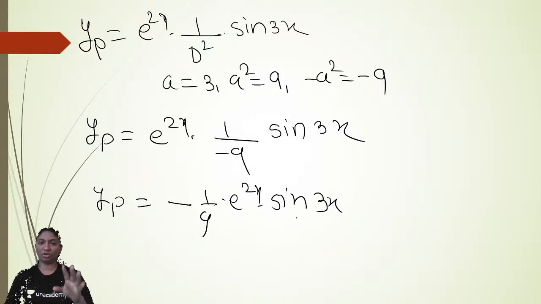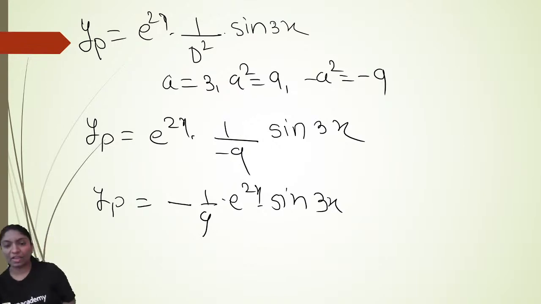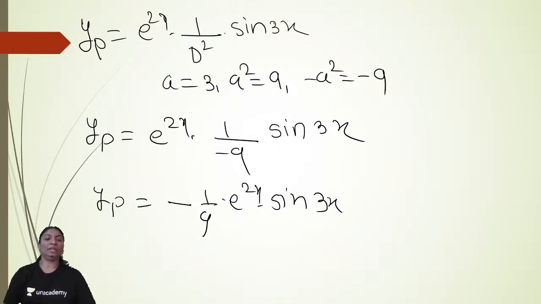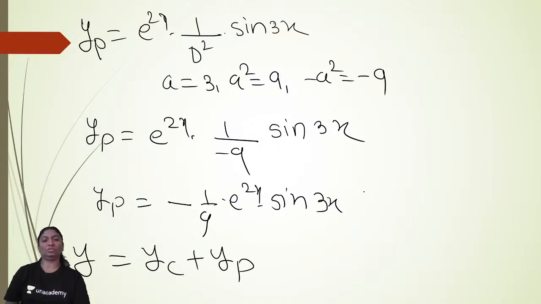Now just think, if you go to the first method, that is the general method, it's very difficult to find the integration of this. You would have to apply integration by parts 2 times. Now the total solution is y is equal to yc plus yp.